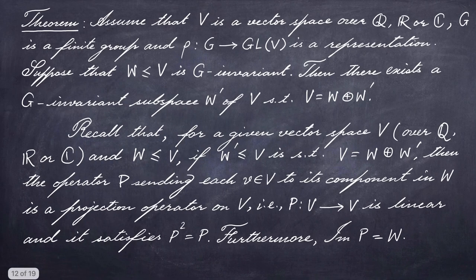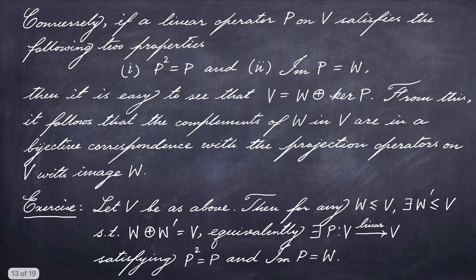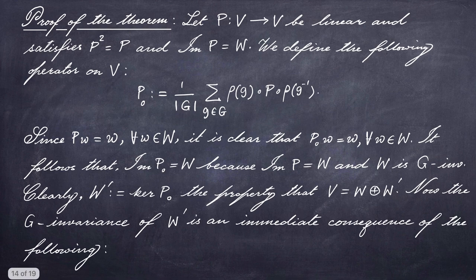Earlier we have seen that if there is a complementary subspace, then there will be a projection operator, and vice versa. But in order to guarantee that there is a projection operator whose image is W, that's not yet guaranteed. So to guarantee that, we observe that for any W, there is always a complementary subspace. And then in view of the previous discussion, it immediately follows that whatsoever W is, there is always a projection operator whose image is W. We use these two in the proof of the theorem.